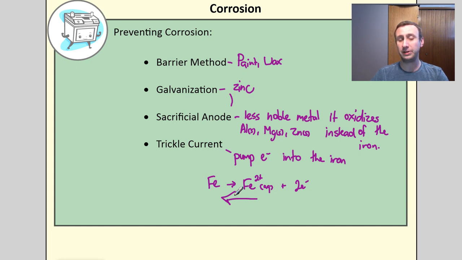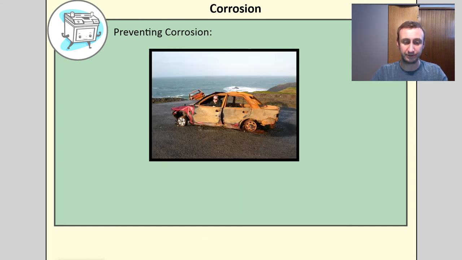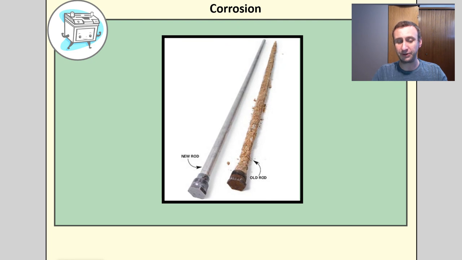This is something that could be used in something like an underground iron tank. Like a storage tank of some kind, where a trickle current will be pumping electrons into that iron tank, and then it can't corrode because the electrons are going in. Of course, that tank can't be having something flammable in it, because if it did, and then I have electricity going through it and there's a spark, that could obviously have pretty horrible consequences. So those are some methods for preventing corrosion.